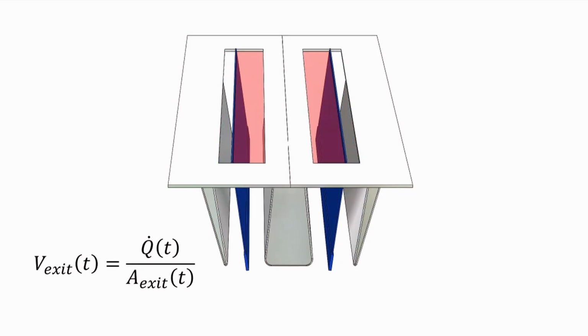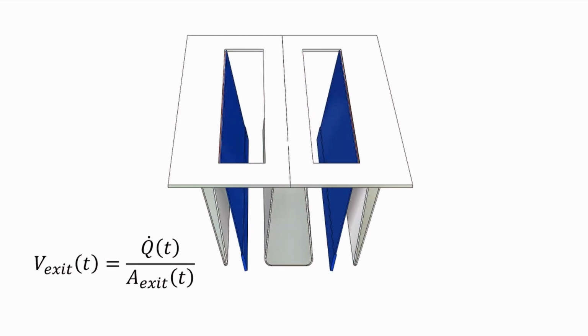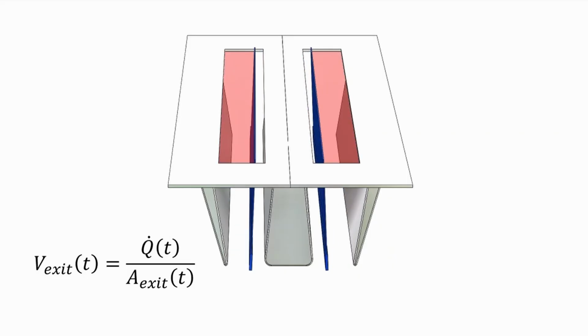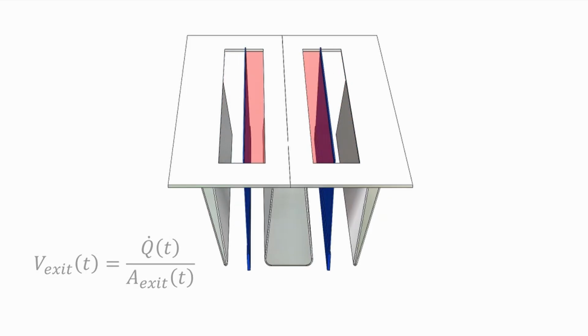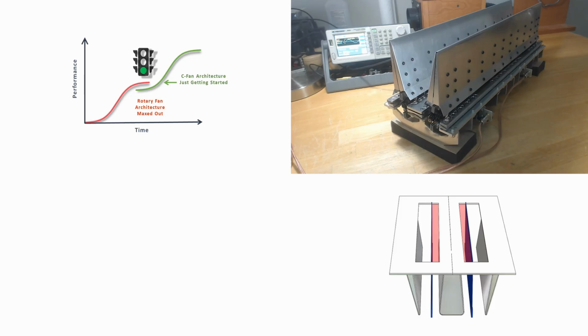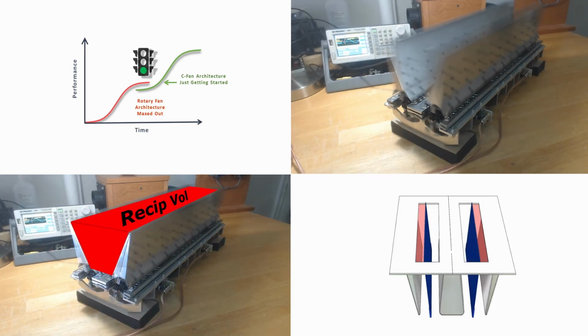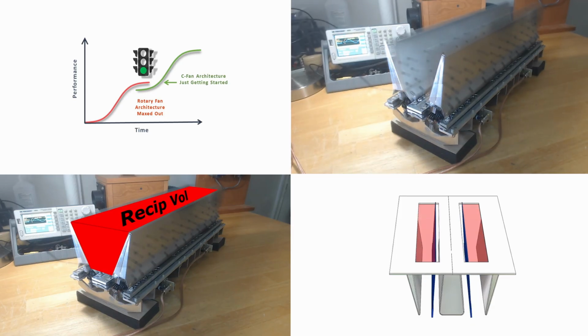Since exit velocity equals the volume flow rate divided by the exit area, the decreasing exit area helps to maintain the highest average air exit velocity during the cycle, making an additional contribution to the C-fan's pressure performance. Reciprocating volumes and time-varying exit areas are a first in fan technology. The C-fan's hybrid fluid dynamics delivers higher intrinsic pressures at much lower operating frequencies.